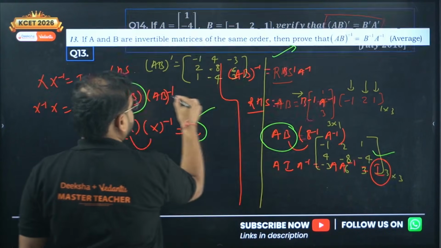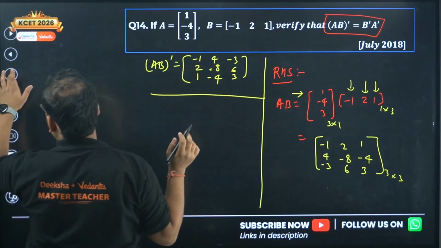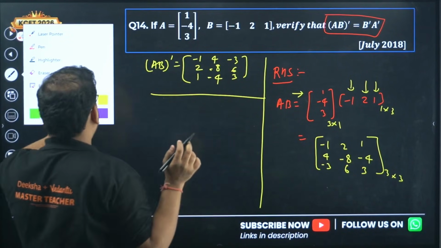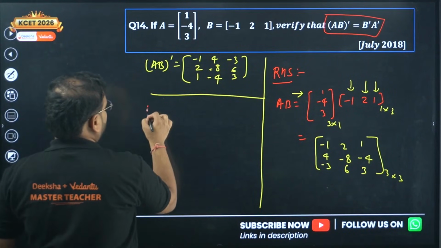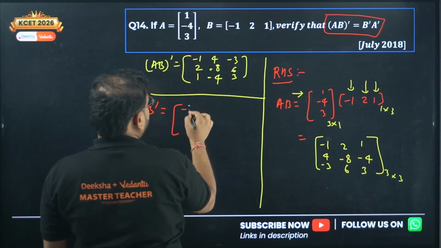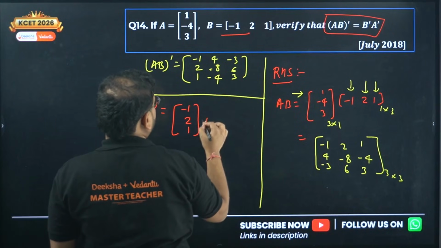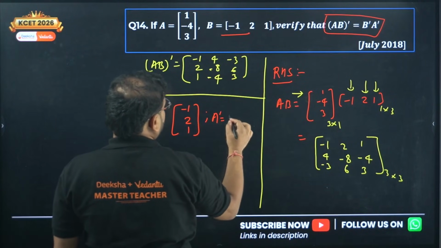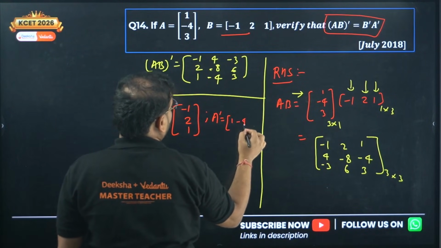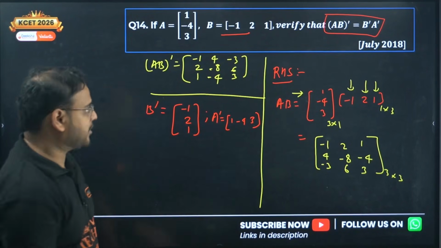Next step is to find B dash A dash. Let's find B dash A dash now. Find B dash first. What is B dash here? Transpose of this. So we'll have here minus 1, 2, 1. This is B dash. And what is A dash, sir? This will be 1, minus 4 and 3. 1, minus 4 and 3 is your A dash, product of these two.